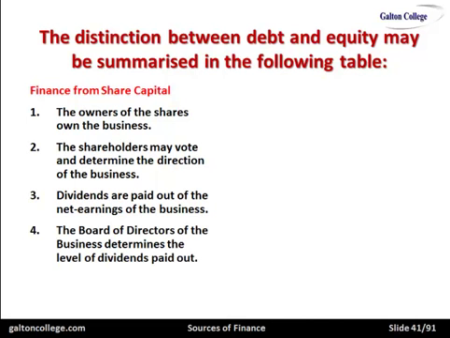The board of directors of the business determines the level of dividends paid out. So the board of directors, who will be made up from the ordinary shareholders, they have to look at what the net benefits, the net earnings of the business were. What were the net benefits of running the business? What are the net earnings? What's the profit, in other words? And then what proportion of the profit should be paid to the owners of the business, to the ordinary shareholders?